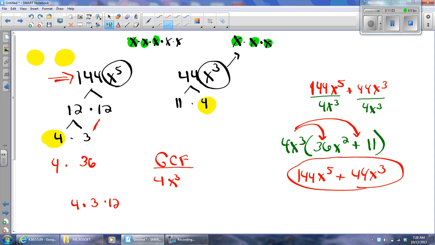Okay, so that's how I think about it. If you don't know your multiplication facts, this becomes much more difficult. You'll need to practice that.